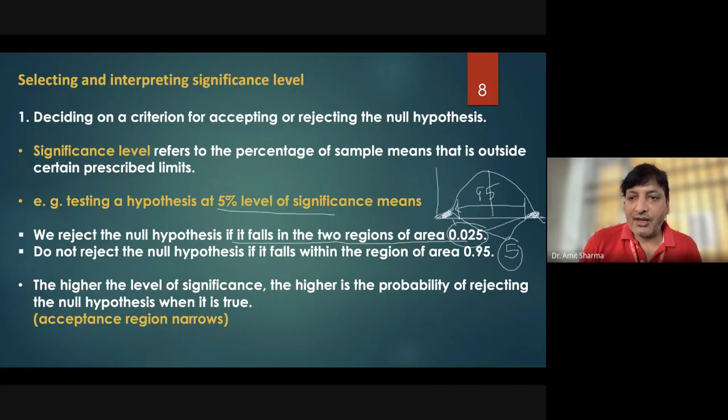So each side is representing 0.025 on this side and 0.025 on this side, and we call that a 5% error overall. So half for this side and half for this side, and the area on which we are working is your 0.95, and we directly call it 95%.